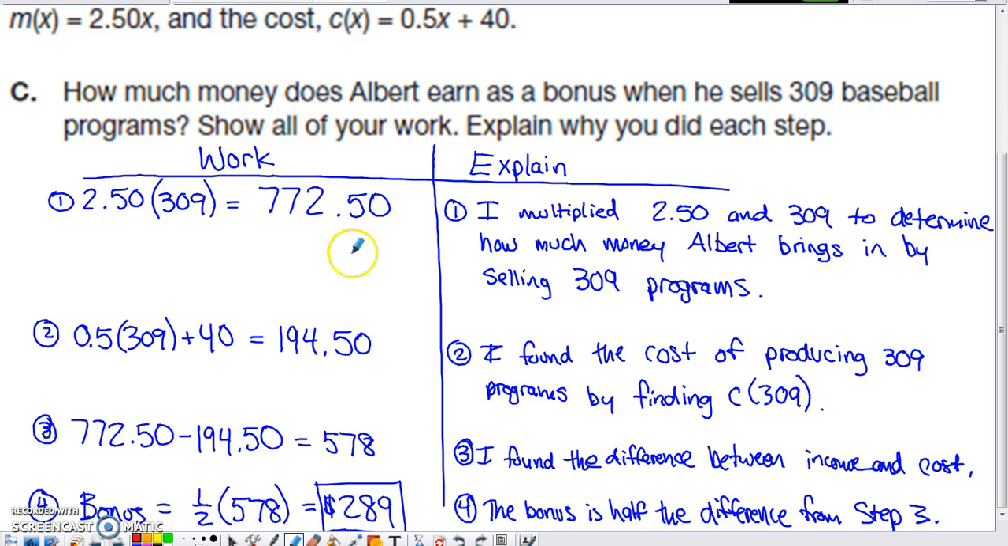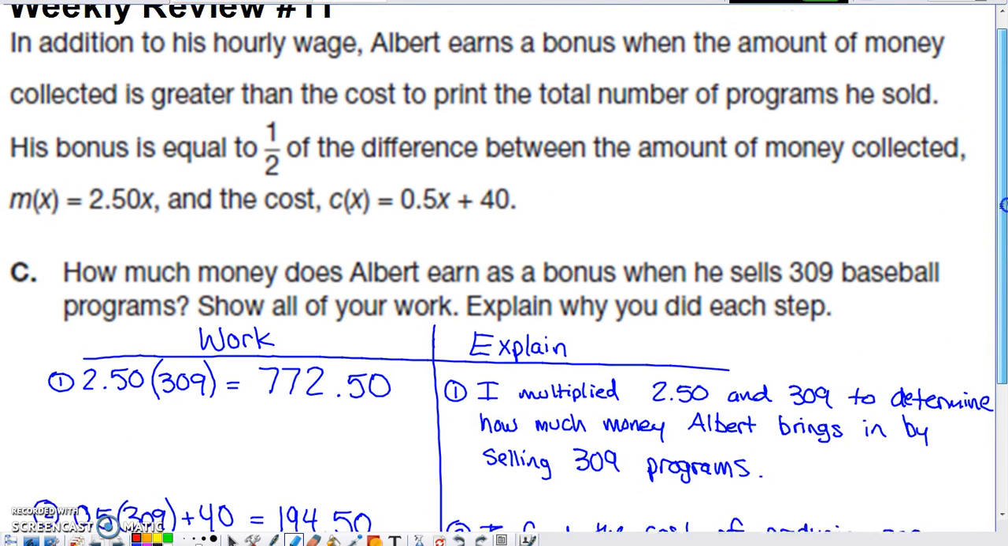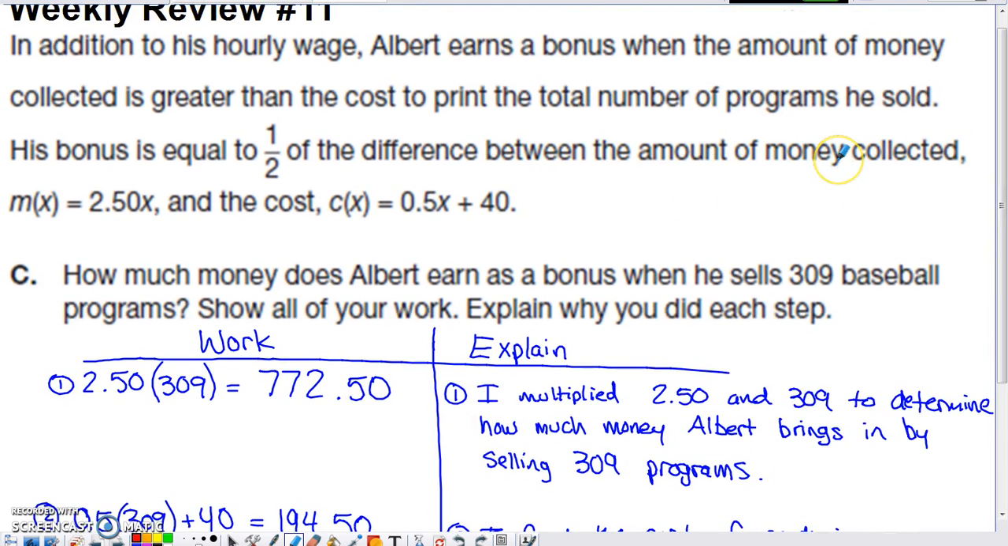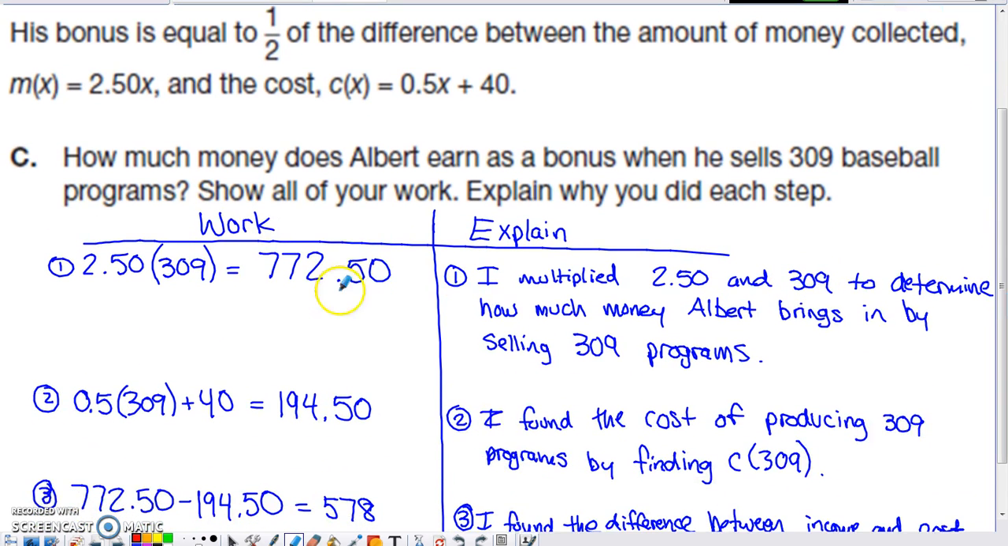And so what I wanted to figure out is I realized that I needed to know the amount of money he collected by selling that many programs. So the amount of money he collected is going to be found by putting 309 in place of this x. So I do 2.50 times 309. This is how much money he's going to bring in if he sells 309 programs. And then I went ahead and explained why I did that. Well, I wanted to know how much he brings in. So I multiplied 2.50 and 309 together, and now I know that he's bringing in this much money if he sells 309 programs. So I've got the first thing that is part of the difference that determines his bonus.